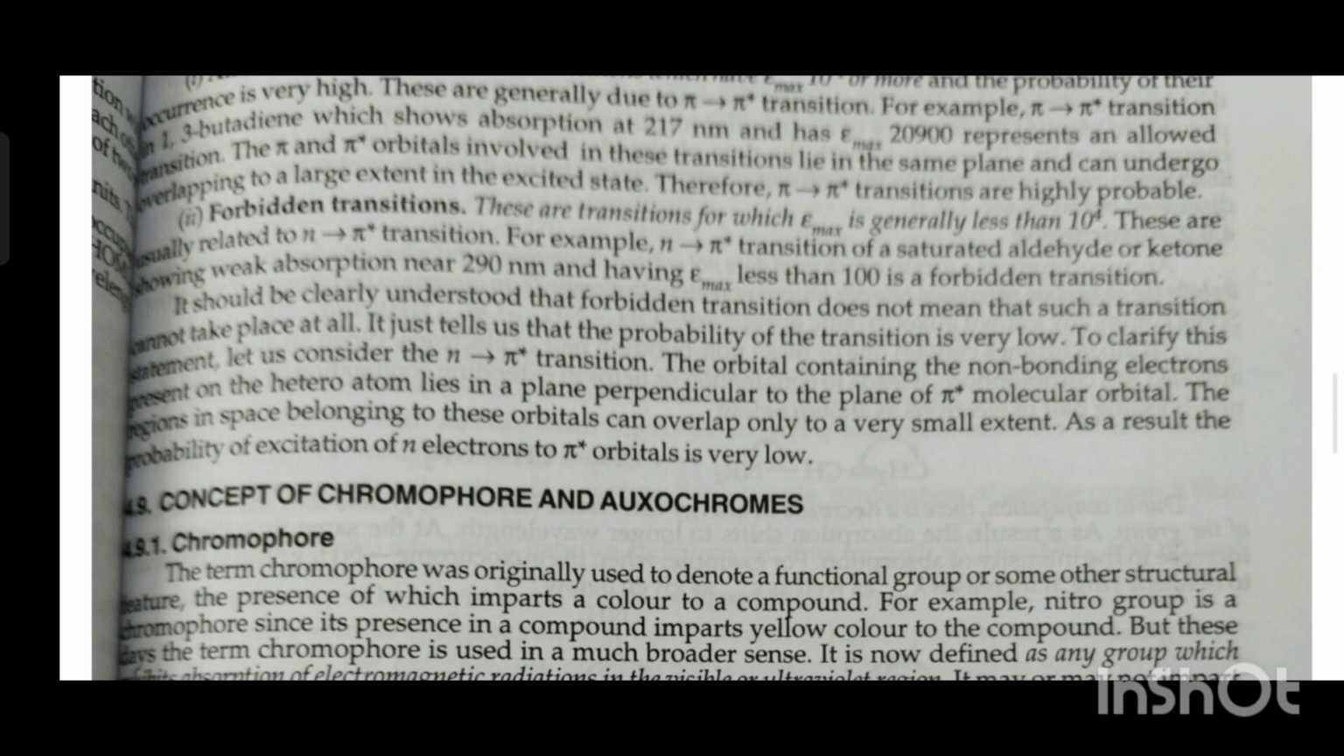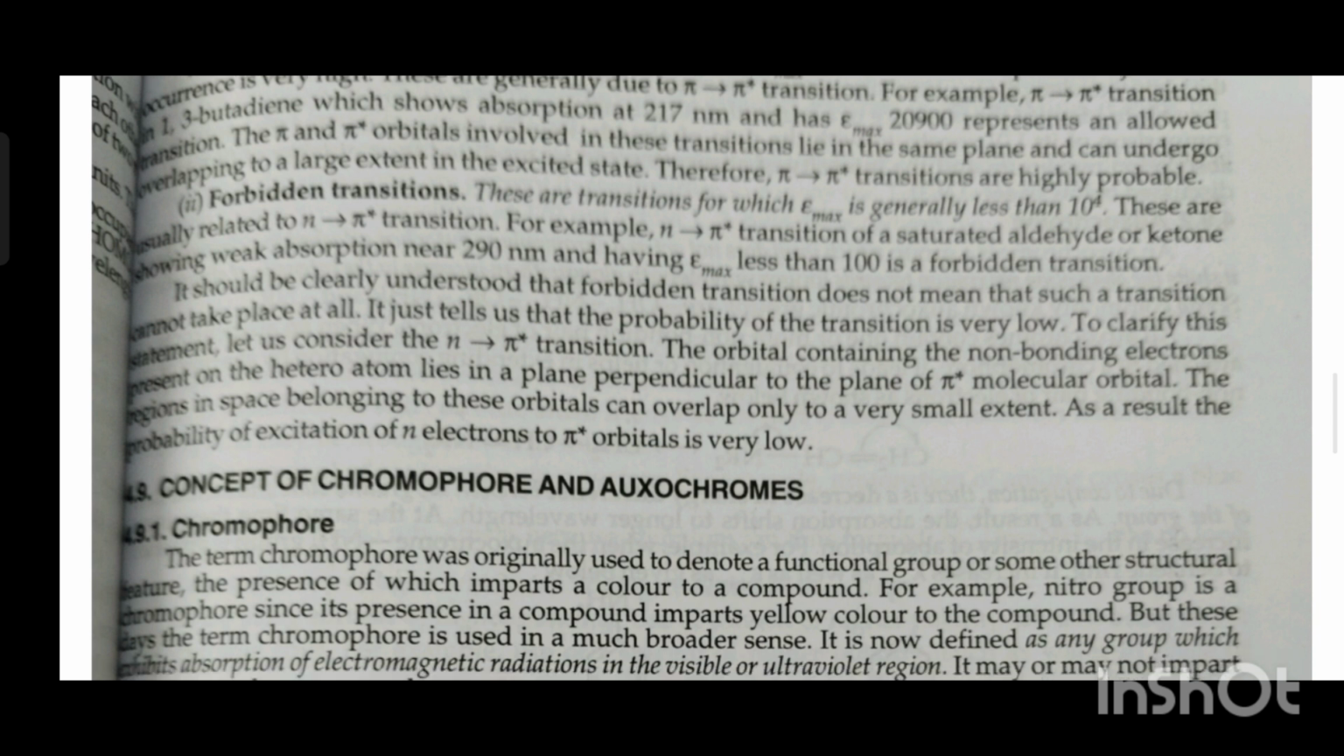To clarify this statement, let us consider the n to pi star transition. The orbital containing the n electrons present on the heteroatom lies in a plane perpendicular to the plane of the pi star molecular orbital. Because of this, in space these orbitals can overlap only to a very small extent. As a result, the probability of excitation of an electron to the pi star orbital is very low.